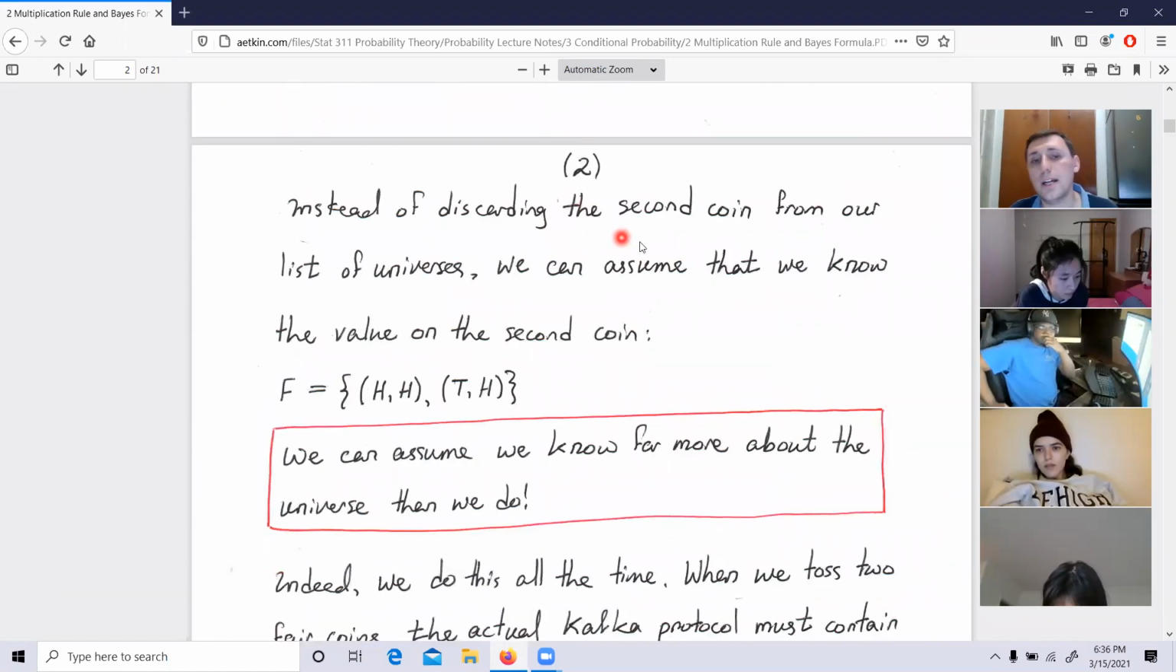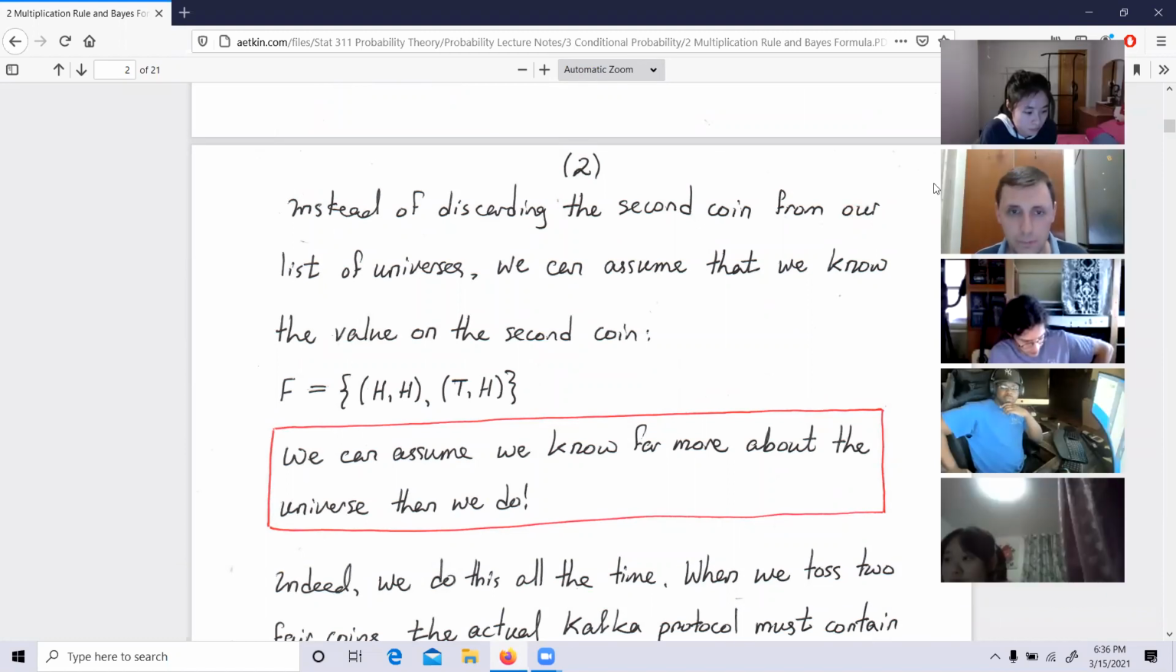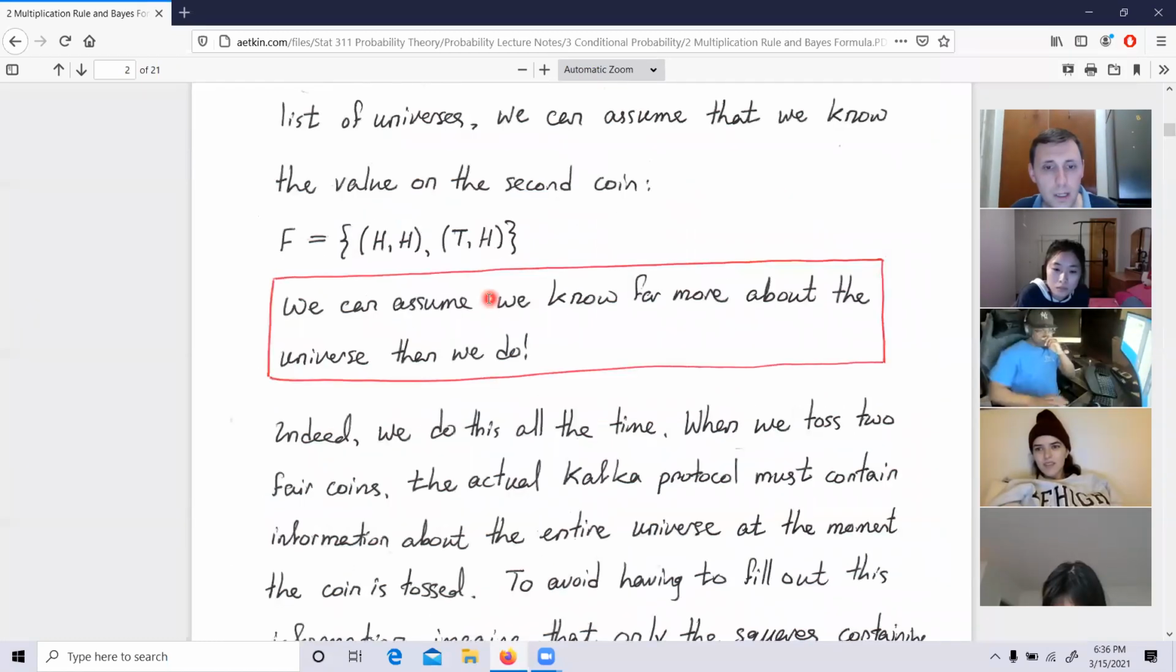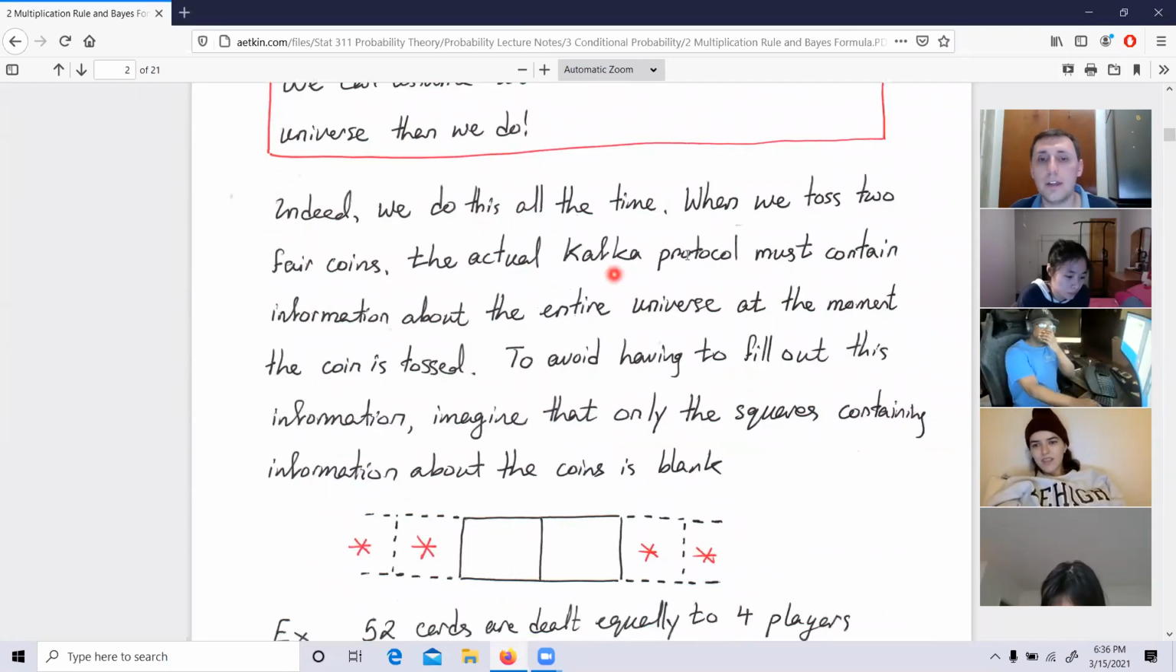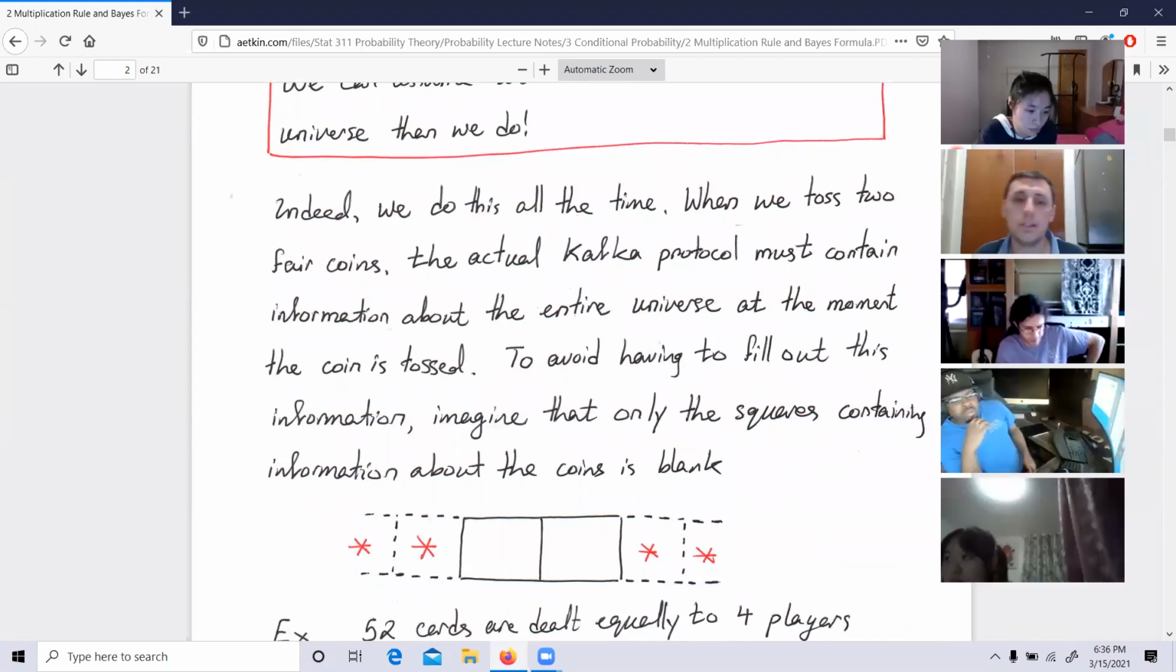So instead of discarding, guys, what can you do? In fact, assume that you know much more than you do. So the Kafka protocol, as I think of it, it's just a huge, almost infinite, maybe not almost, but actually infinite string of boxes, many of those boxes are filled.